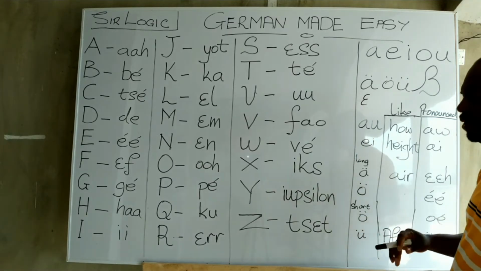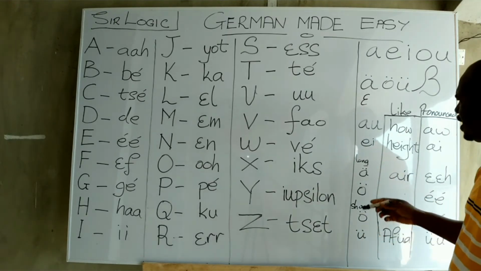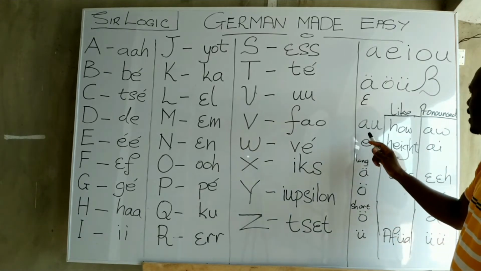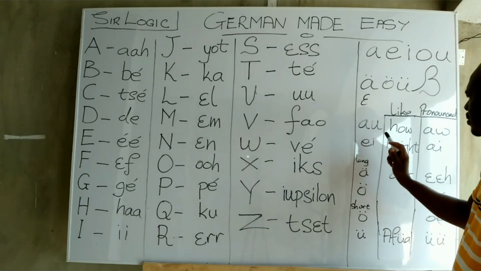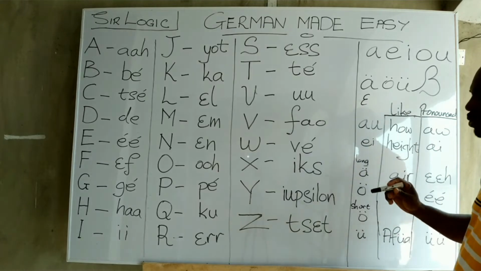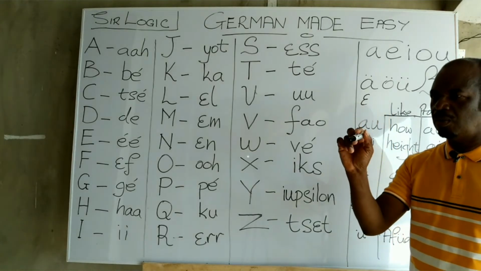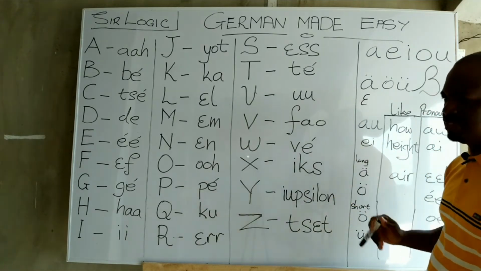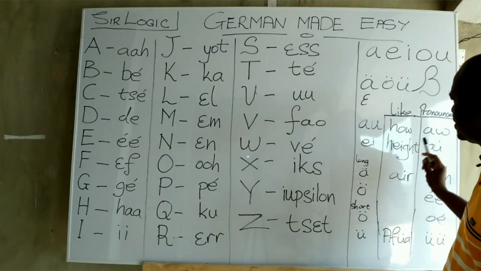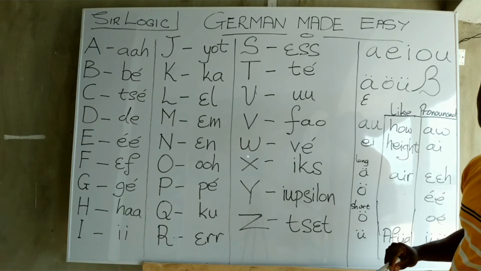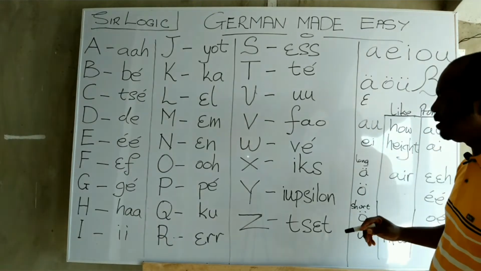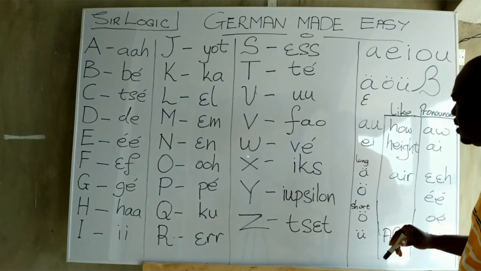In your reading, when you are reading a German textbook and you come across AU, it is not pronounced ow. So when you see a car called Audi, it's Audi. Don't say O. We normally say Audi in English, but we say Audi in German.